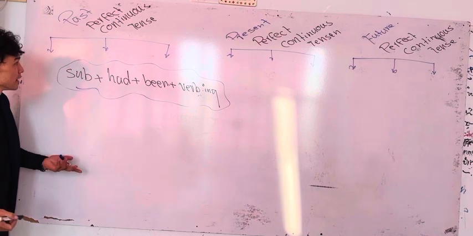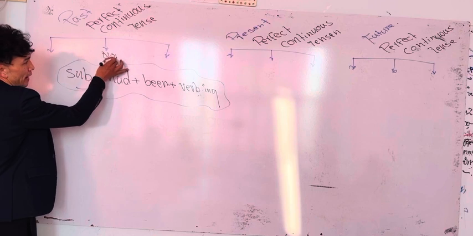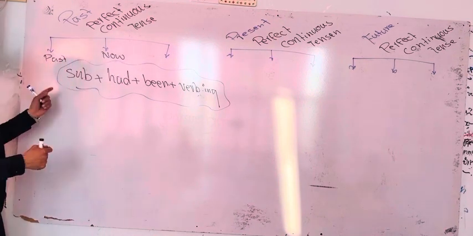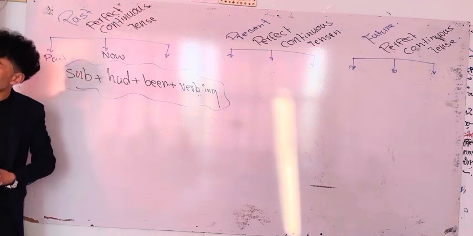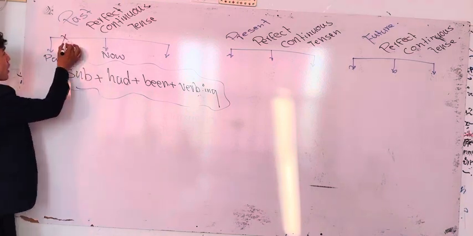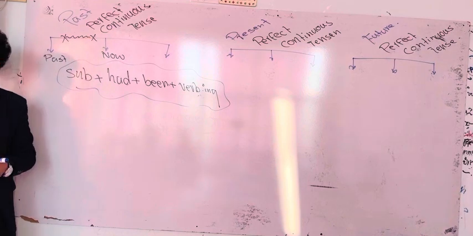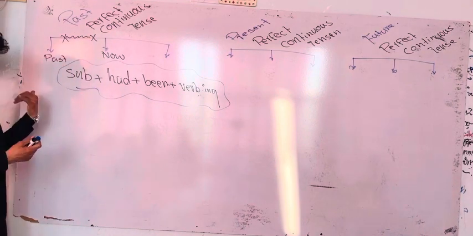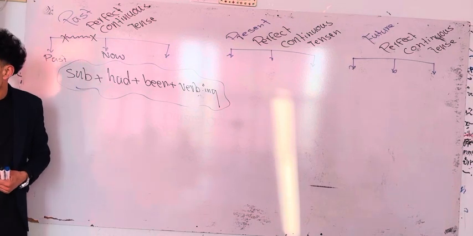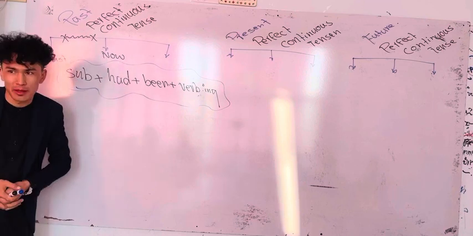Now look at the use. We're here, right? This is called now. This is past. The action I'm talking about is between now and past. The action started here, was in progress until here, maybe. Past perfect continuous tense is used to show an action that started in the past and was going on until a specific time in the past.